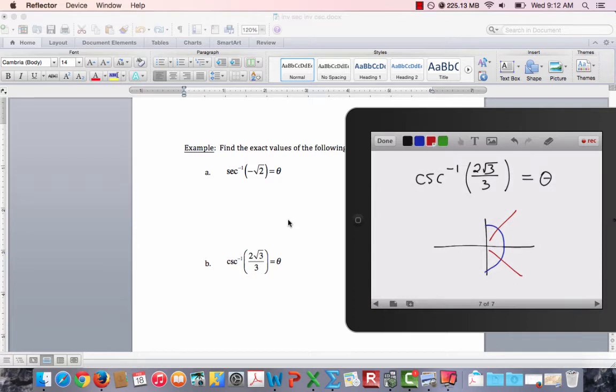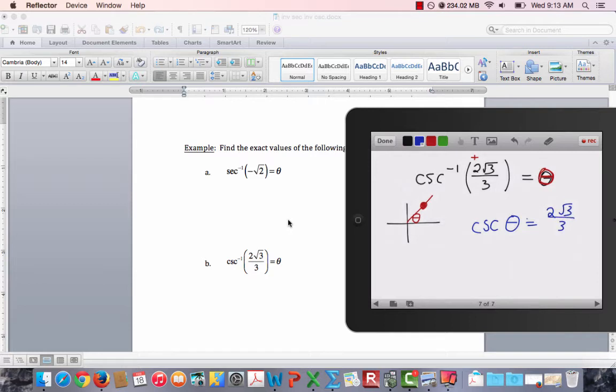So the question that we're asking here is, who is the angle who has a cosecant of 2 radical 3 over 3? Well, since this cosecant is a positive value, we know that the angle that we're looking for is somewhere in the first quadrant. So let's look at this inverse relationship from a slightly different perspective. Saying inverse cosecant of 2 radical 3 over 3 is the same thing as saying who is the angle who has a regular cosecant that is 2 radical 3 over 3.